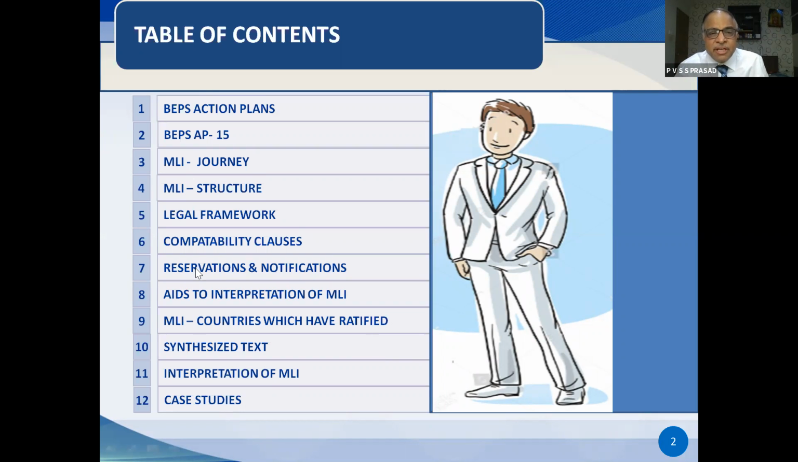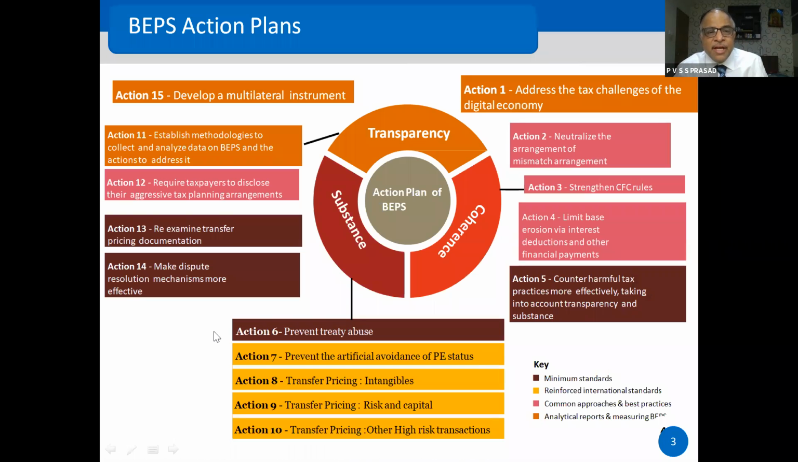So this is the agenda I am going to quickly discuss today. These are all the action plans which I have discussed, 1 to 15. In these, we have some minimum standards. What do we mean by minimum standard? A minimum standard is a measure which needs to be implemented by each and every country in the inclusive framework without any sort of compromise. That means it is an irreconcilable measure.